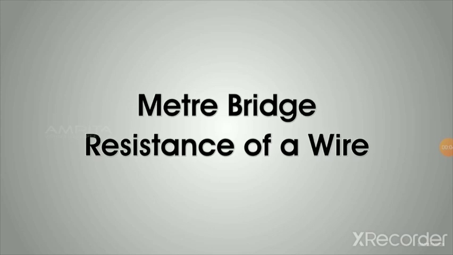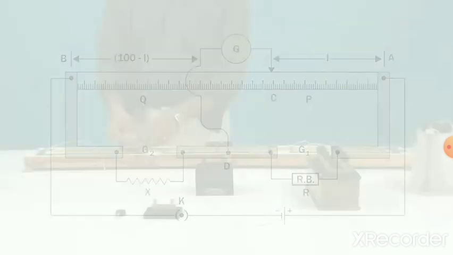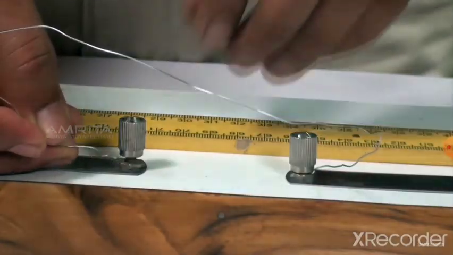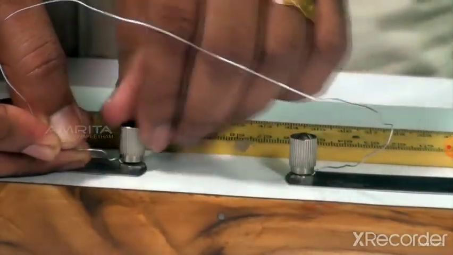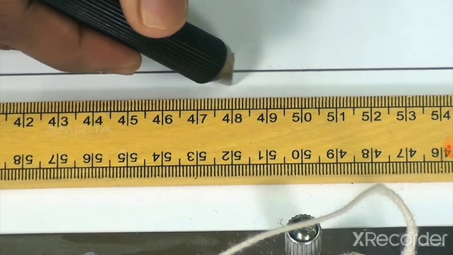Meter bridge, resistance of a wire. The property of a conductor to oppose the flow of charges through it is called its resistance. In this experiment, our aim is to find the resistance of a given wire using a meter bridge and hence determine the specific resistance of its material.